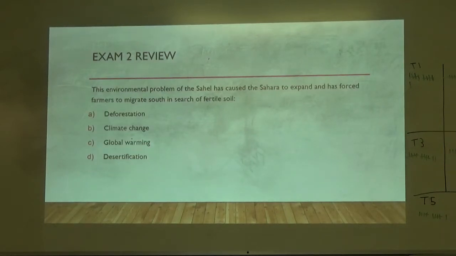This environmental problem of the Sahel has caused the Sahara to expand and has forced farmers to migrate south in search of fertile soil. Is it A, deforestation, B, climate change, C, global warming, or D, desertification? Answers in 3, 2, 1. Okay, all teams say B. All teams are right. Some of these are quite easy.